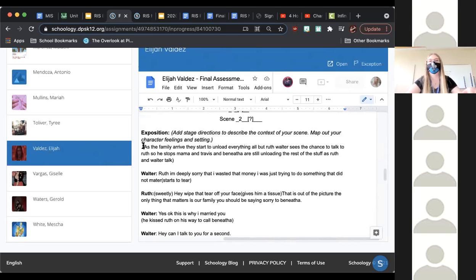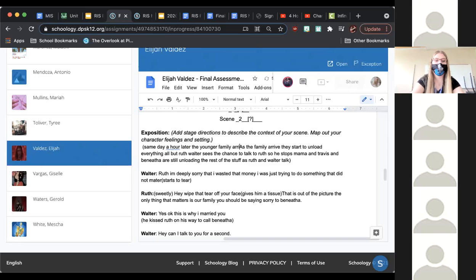So this is the same day, right? It's the same day. Yeah. So we're going to say same day, an hour later, the younger family arrives at their new house. Boom, right? A little bit more detail.